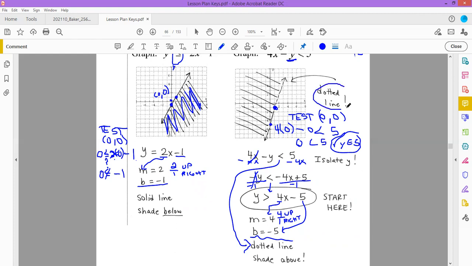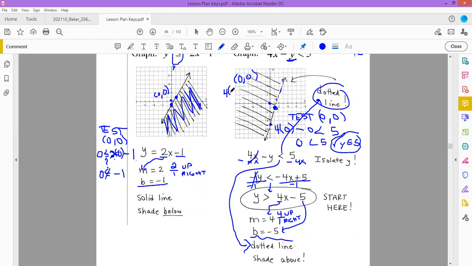We use a dotted line because our inequality symbol is less than. So we connect those points using a dotted line. And now we need to test the point to see whether we're going to shade above the line on the left or below the line on the right. And we chose 0, 0 as our test point. So if we substitute 0 for x and 0 for y, will we get a true inequality statement?